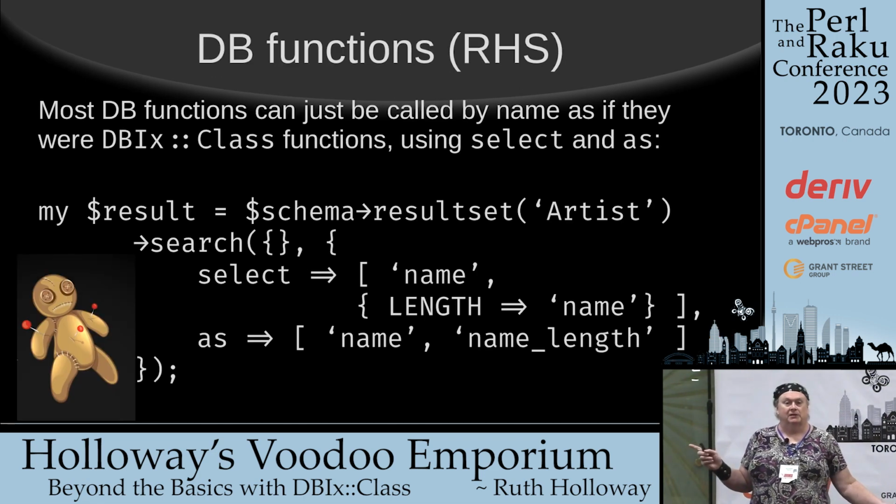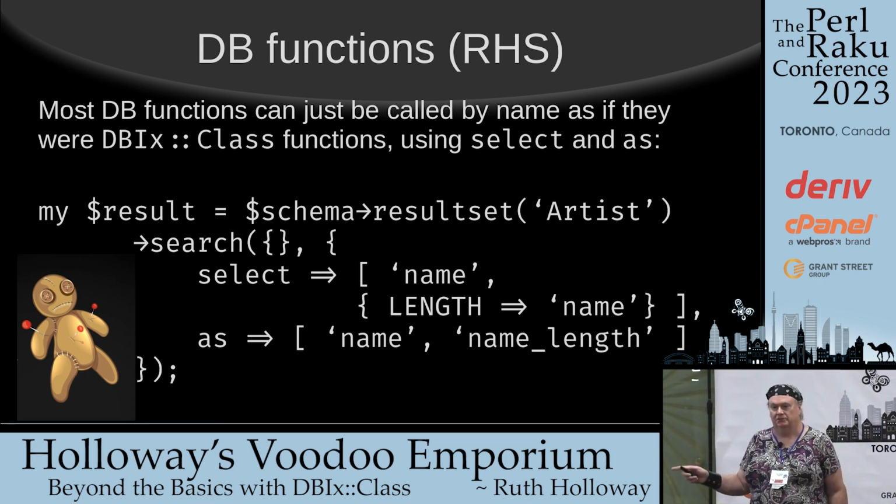Calling database functions on the right-hand side of a select. I'm going to talk about the right-hand side, and then I'll talk about the left-hand side. On the right-hand side, you can just do stuff like right here. You can say select length of the name as... So I'm going to search all artists because I have a null search here, which is going to bring me the whole table. And I just want the name and the length of the name, and I want them returned to me in objects as name and name length.